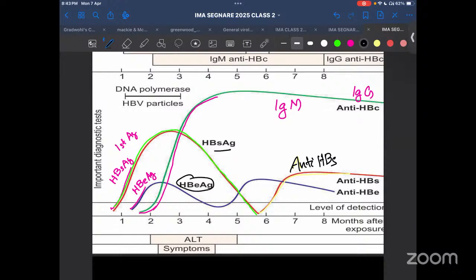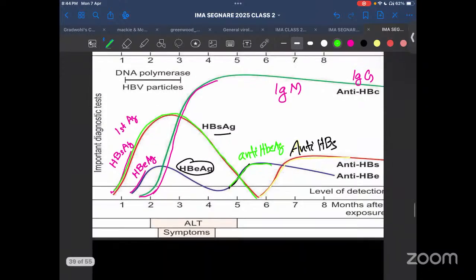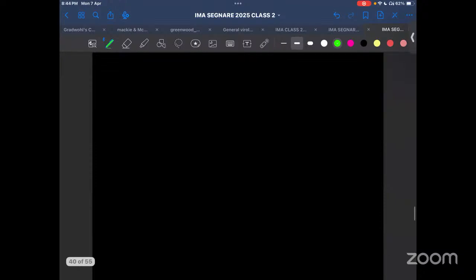Similarly, once HBeAg disappears, who rises? Anti-HBe. So this is a simple graph. Now we will make it much simpler after discussing this.